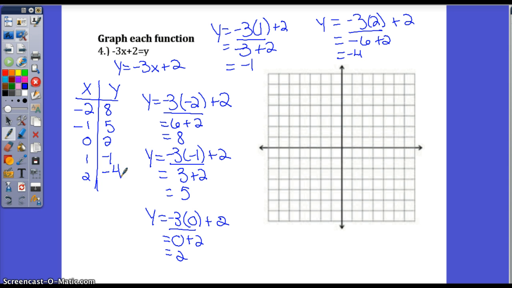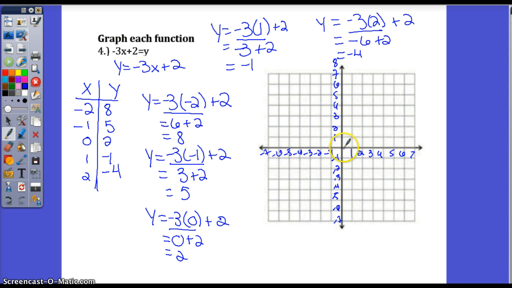Now let's go ahead and plot them. 1, 2, 3, 4, 5, 6, 7. I know y has to go up to 8, so I'm just going to put an 8 up here. 1, 2, 3, 4, 5, 6, 7. Negative 1, negative 2, negative 3, negative 4, negative 5, negative 6, negative 7.